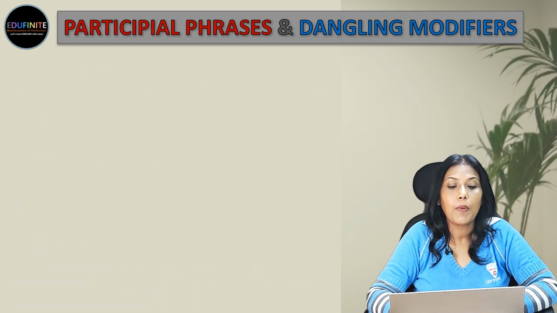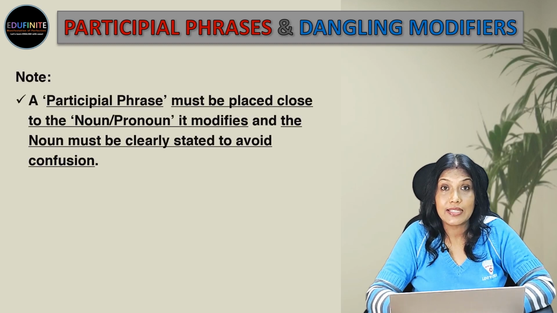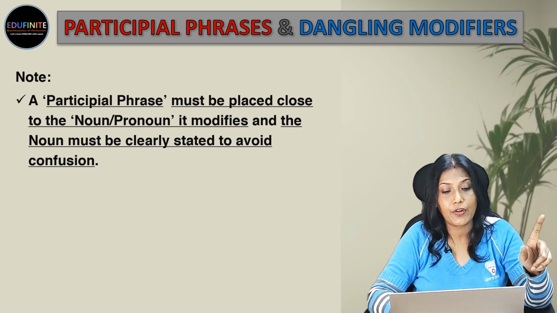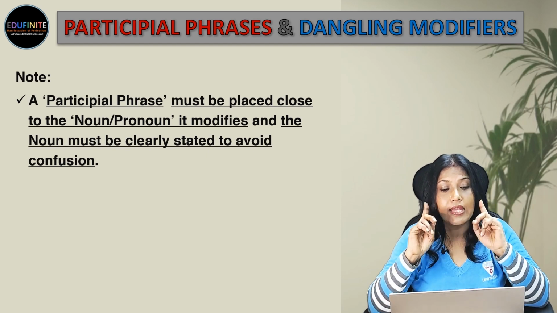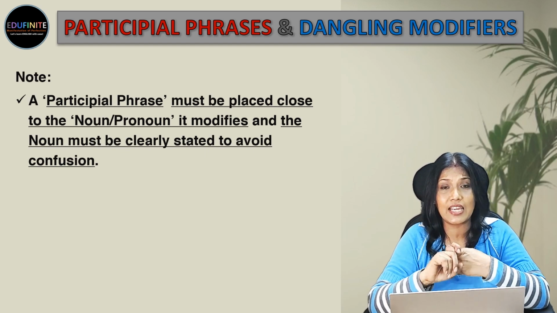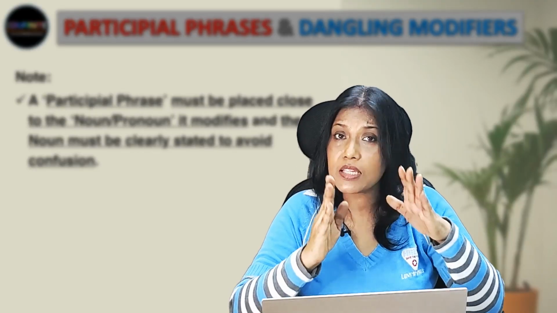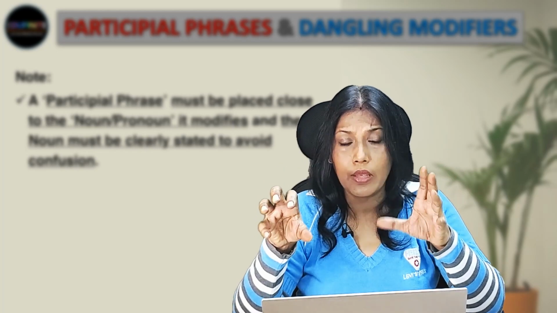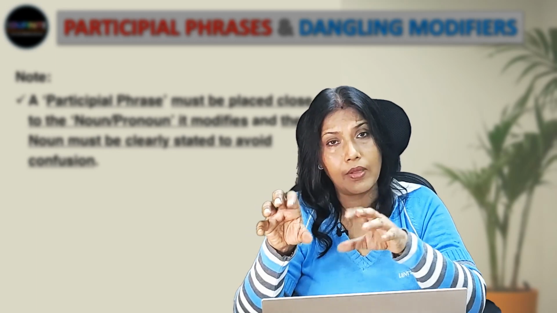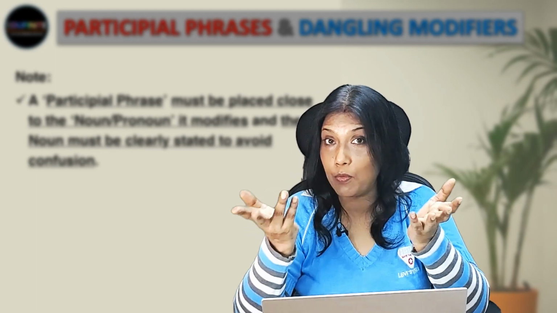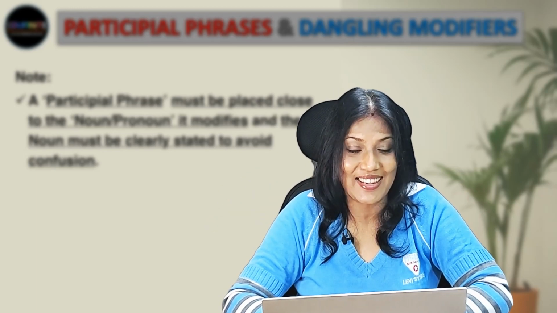Next we have participle phrases and dangling modifiers. Okay, so what is a dangling modifier? A participle phrase must be placed close to the noun or pronoun it modifies, and the noun must be clearly stated to avoid confusion. Because these words are describing a particular noun. So, if you don't place it properly beside the noun it is describing, then there might be confusion. You might be wondering, how can that be? Well, just a second. Look at the sentence and then you'll understand.